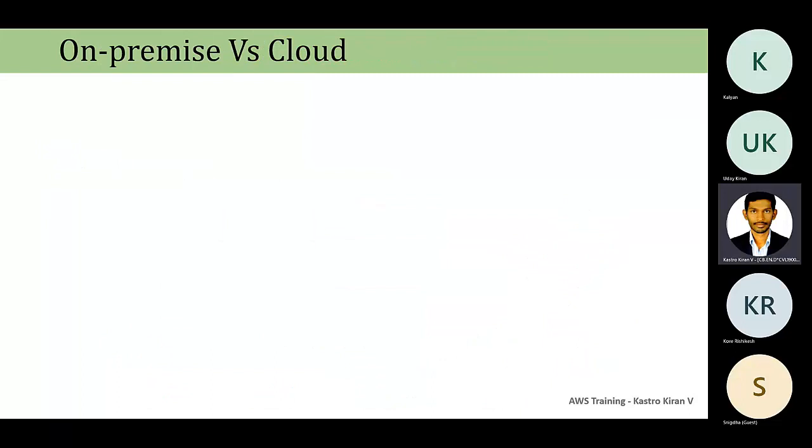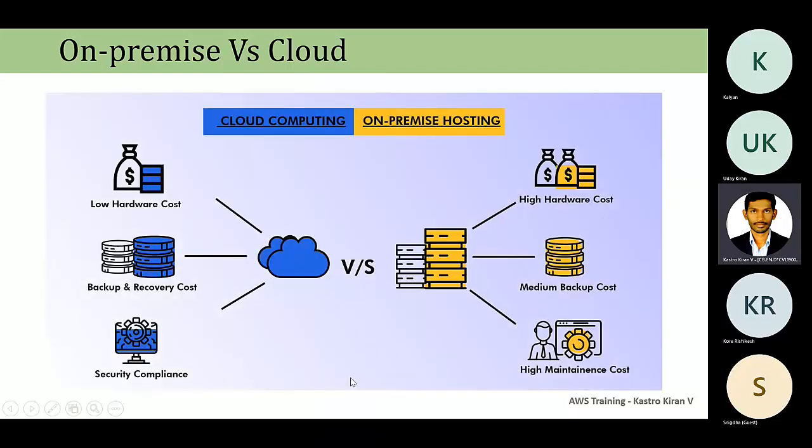Now let's compare the on-premises versus cloud. So we know that cloud is having more advantages than the on-premises, but let us see what are those advantages. The first advantage is in cloud computing, the hardware cost is very low because everything will be managed by the cloud service provider. But whereas in the on-premises, the company has to manage all the things. The company has to manage the hardware, the physical servers, all these things. And the backup and recovery cost is very less in the cloud computing. Whereas the backup and recovery cost is very high in on-premises.